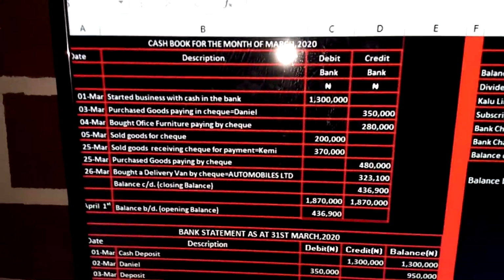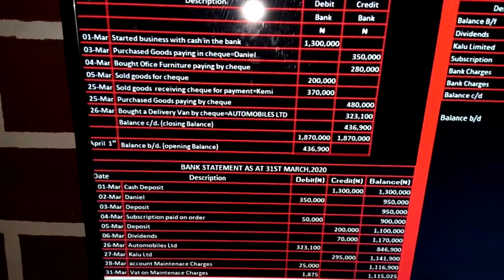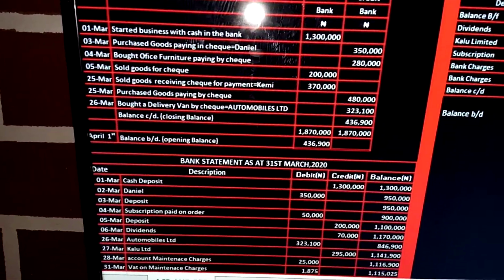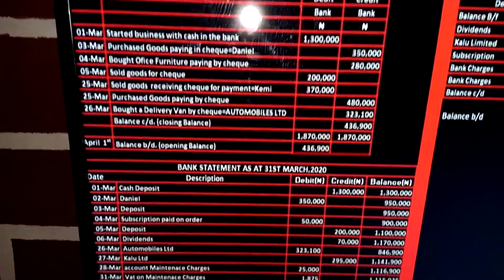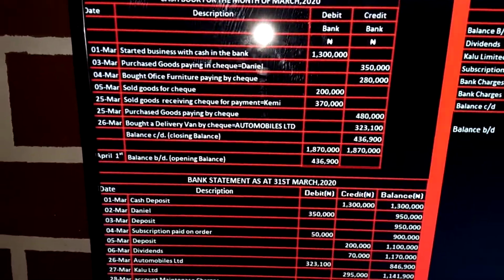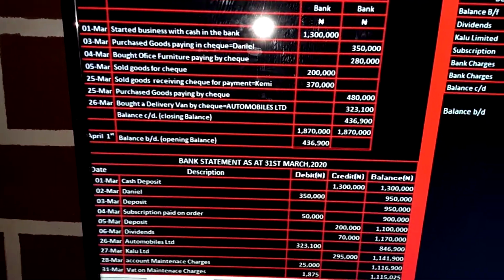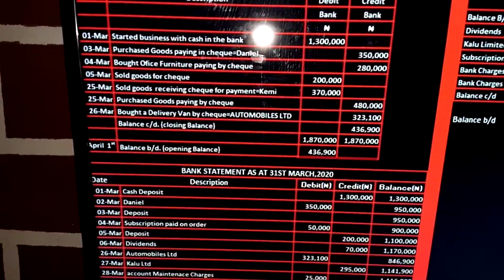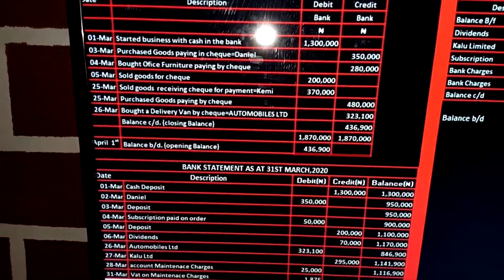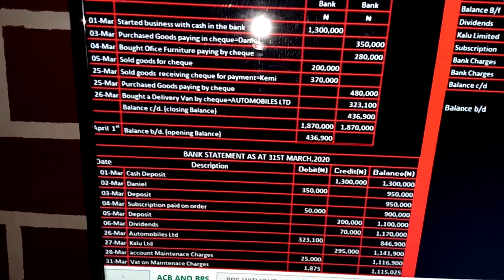Let's do unpresented checks. Unpresented checks are checks that have not gone to the bank as at the reconciliation period, or we can say undebited values. Undebited values are values that have been credited in the cash book but have not been debited in the bank statement. Those are unpresented or undebited values.